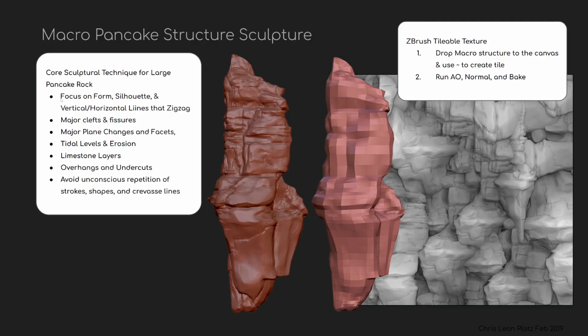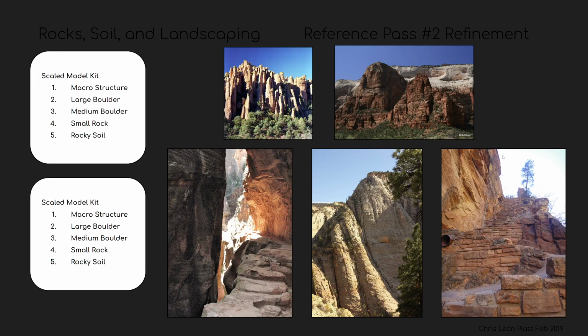And these are just some different sculptural elements that you are identifying from the study on the rocks: major clefts and fissures, major plane changes and facets, different tidal and erosion levels through the millennia for these formations, limestone layers, overhangs and undercuts, and try to avoid the unconscious repetition of strokes and shapes. So try and really mix it up a bit.